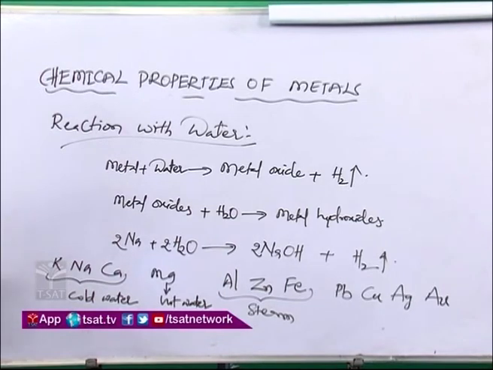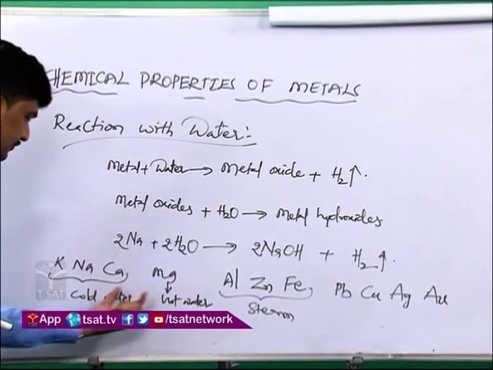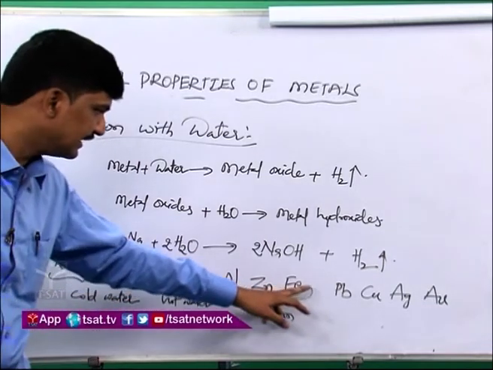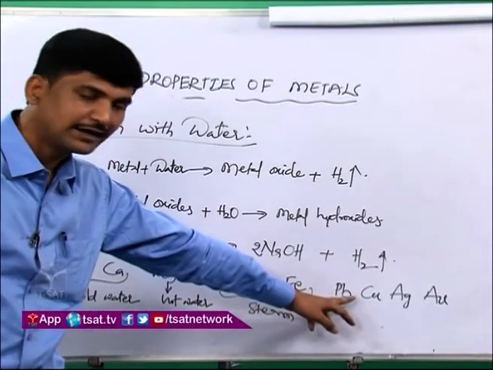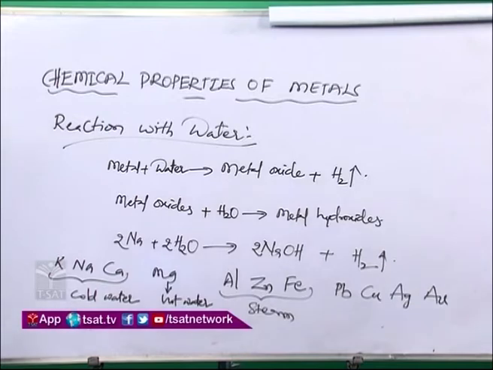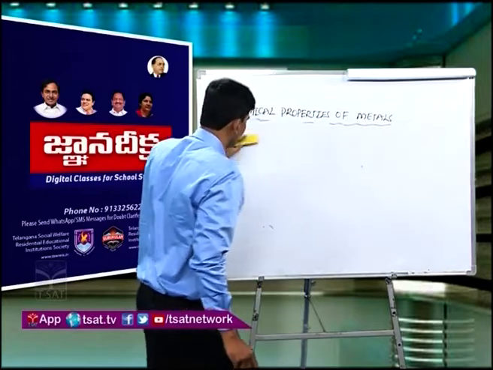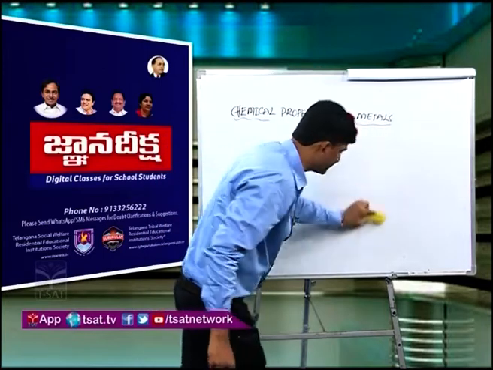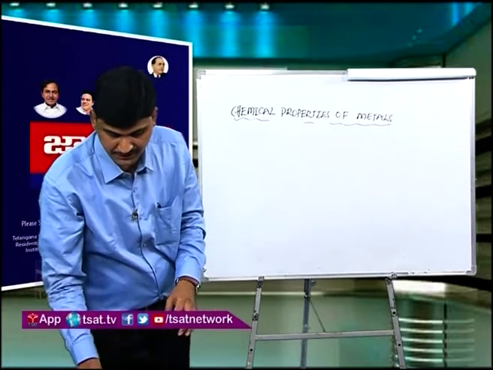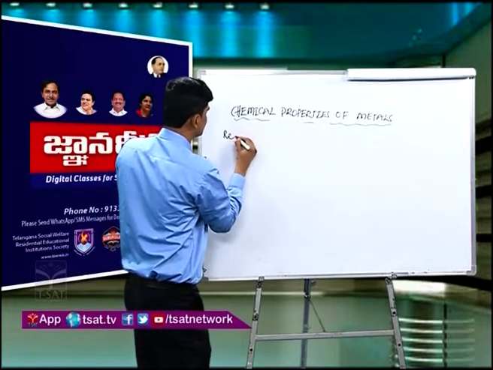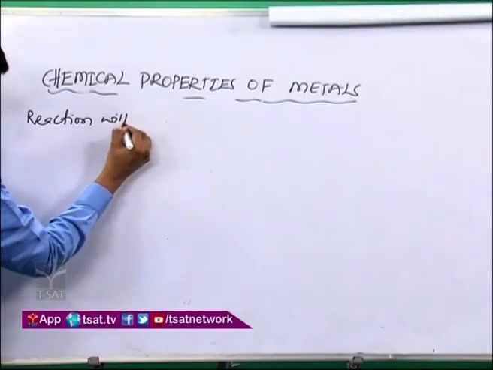One more thing: from potassium to magnesium, they react with water and form the respective hydroxides, but aluminium, zinc and iron form the respective oxides. Those which are soluble in water are called alkalis. Okay, children, the others cannot react with water at all. So this is about the reaction of metals with water. In these reactions, as we go from left to right in these metals, the vigorousness of the reactions decreases.